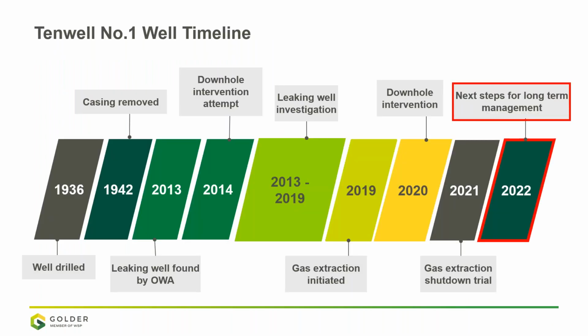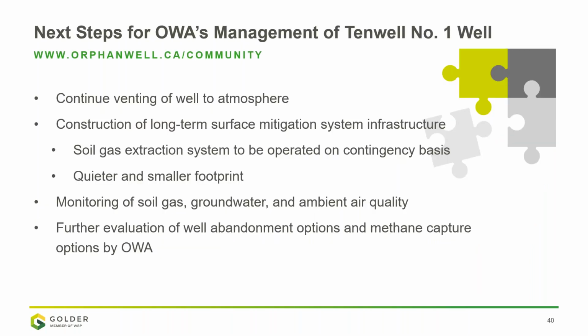And so on to 2022 and next steps for the long-term management of this well. Where do we go from here? The plan is to continue venting the well to atmosphere and construct some long-term surface mitigation system infrastructure. And what that's going to look like is a soil gas extraction system, which is present and able to be operated in the event of a contingency, but is not intended to be operated on a day-to-day basis. And it will have a smaller footprint and be quieter at the request of the residents. You can appreciate that a blower in a residential area is loud.